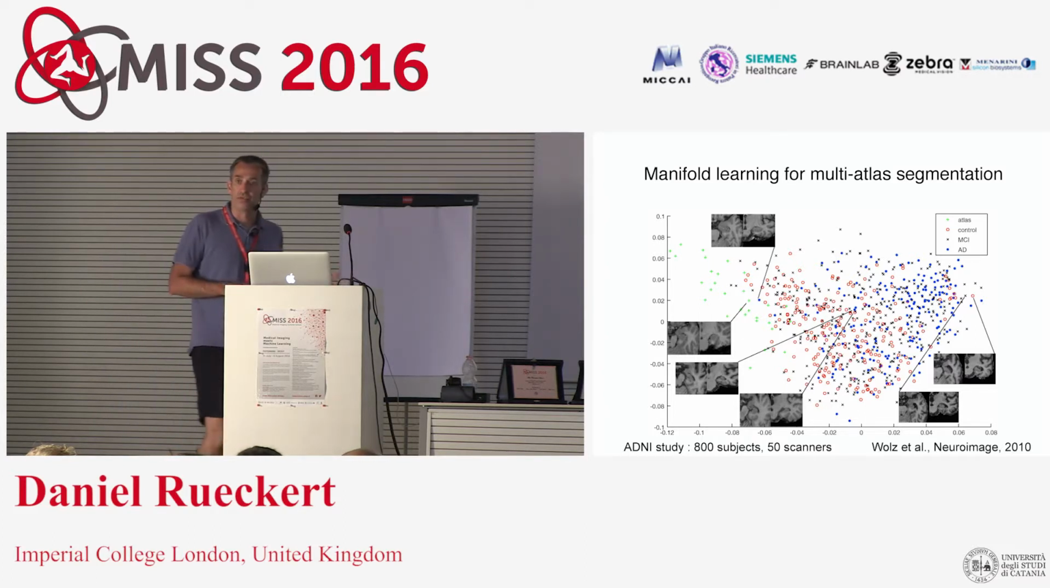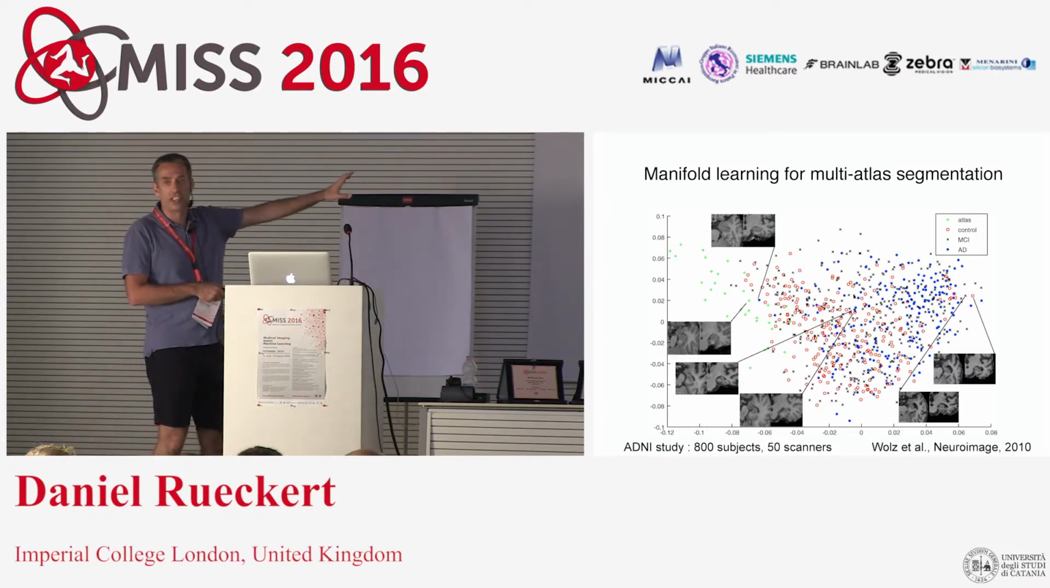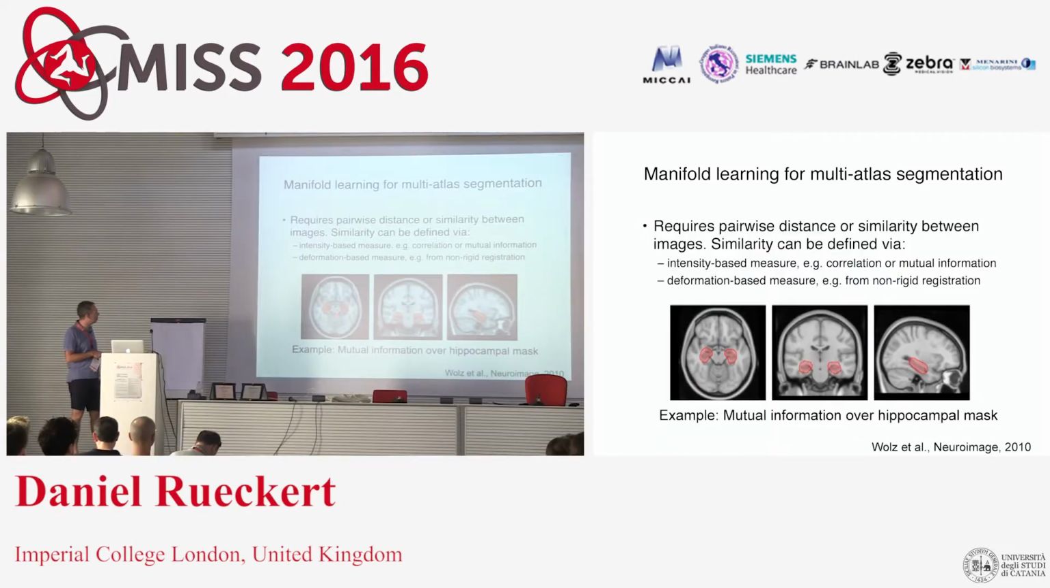So first of all, how do I construct this manifold? I should have said this. We are only interested in a structure called the hippocampus, which is very important in the aging brain. So I'm going to define similarity between all my images by restricting my similarity measure to a small region around the hippocampus and then computing mutual information between all pairs of images. Okay?